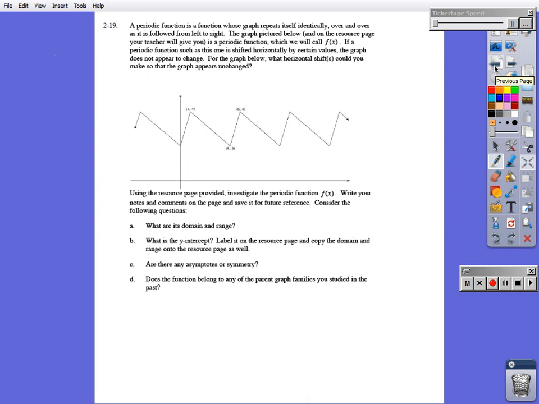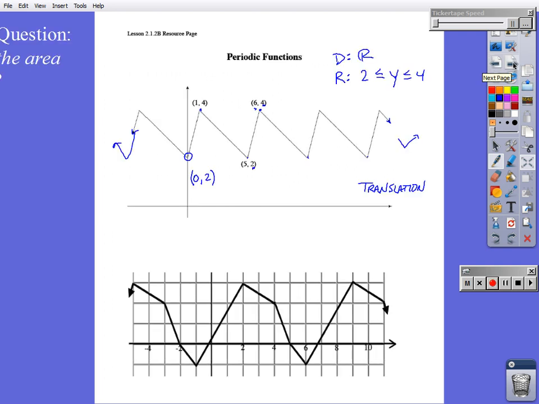Last, does the function belong to any parent families that you've studied in the past? No. It does not. I mean, you could define it with a piecewise function using a linear piece for this section and then another linear piece for this section, but to get those pieces to repeat continuously, we don't know how to do that yet.